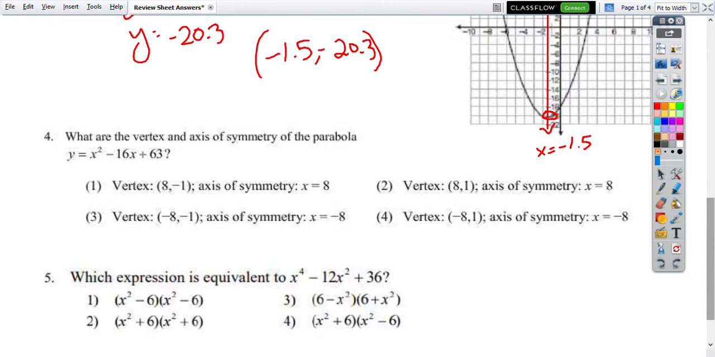Okay. What's the vertex and axis of symmetry of the parabola below? So same thing, x squared minus 16x. So tab, go up and edit this. So x squared minus 16x, we got that wrong, it's minus 16x plus 63. There's our graph here, okay?